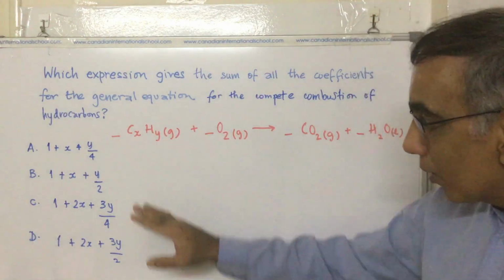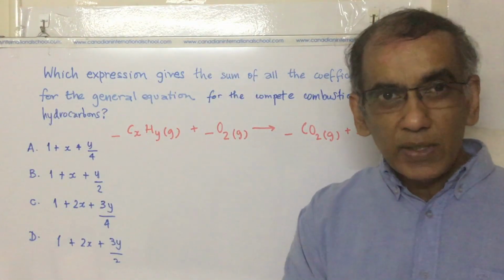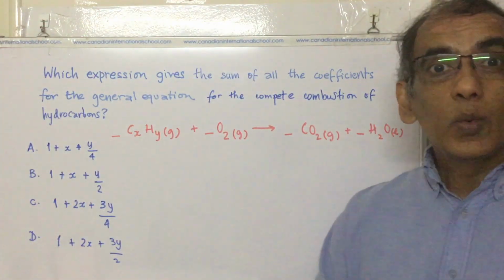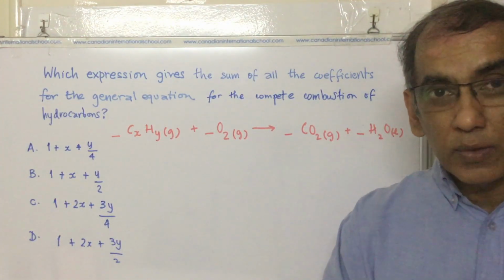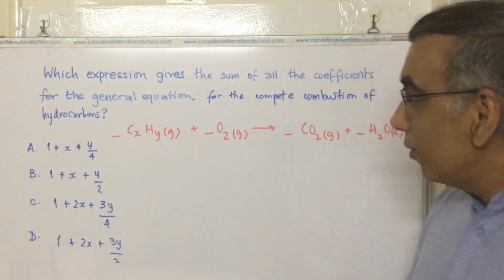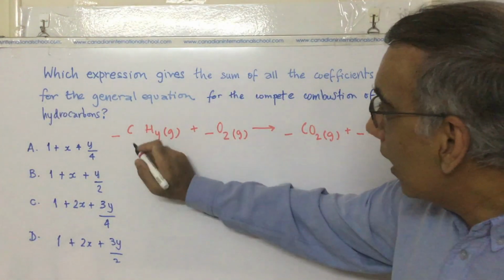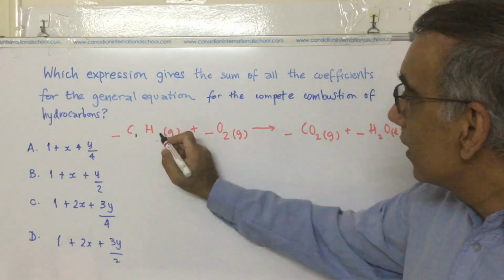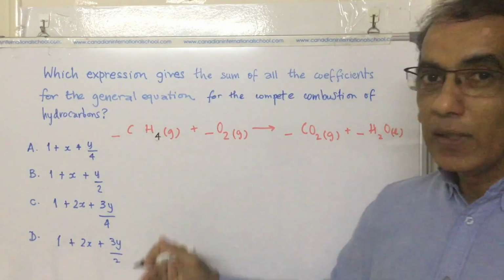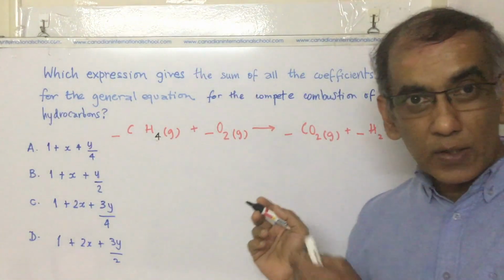But let's look at how to arrive at the answer out of these four here. The simplest way to do that is to substitute x and y with the simplest whole numbers that you can think of, the simplest hydrocarbon that you can think of. That would be where you make x into a 1 and y into a 4. So in other words, you are getting the familiar CH4, methane gas.